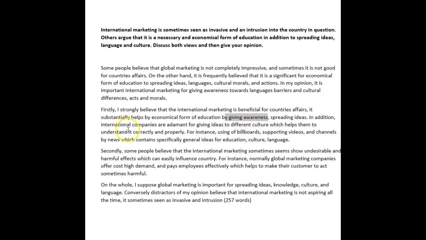In addition, international companies are adamant about giving ideas to different cultures, which helps them to understand it correctly and properly. For instance, not using, of billboards, supporting videos, and channels by news, which contains specific general ideas for education, culture, language. All right, there is a couple things happening here, Farah. It's underdeveloped. Okay, again, grammar is creating some issues. There's some incoherence. This was a fragment. It's not a full sentence, so you need to be careful with that.